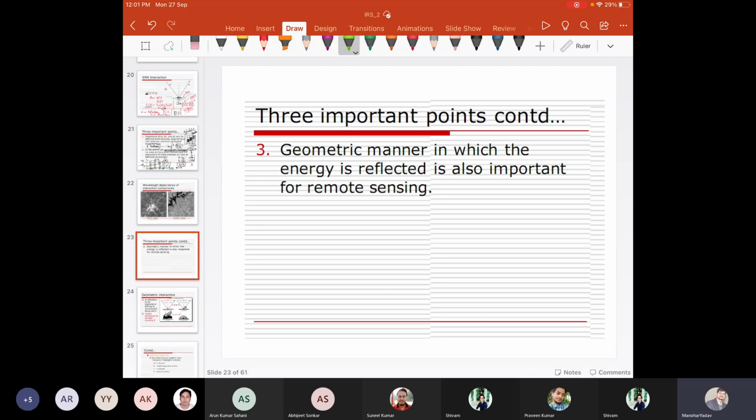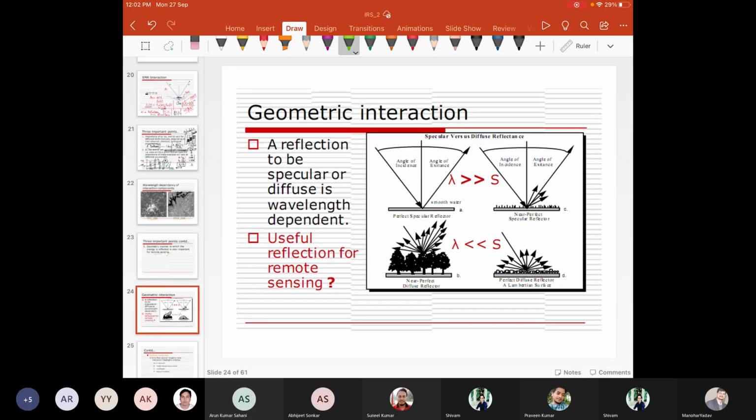Now this third point, when we talk about interaction at the Earth surface point, the geometric manner in which energy is reflected is also important for remote sensing. And here we can see how energy is reflected back.